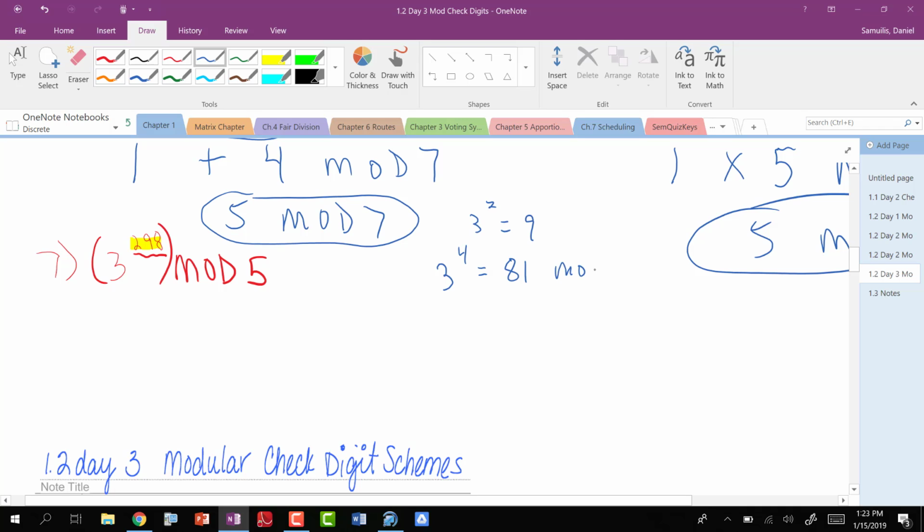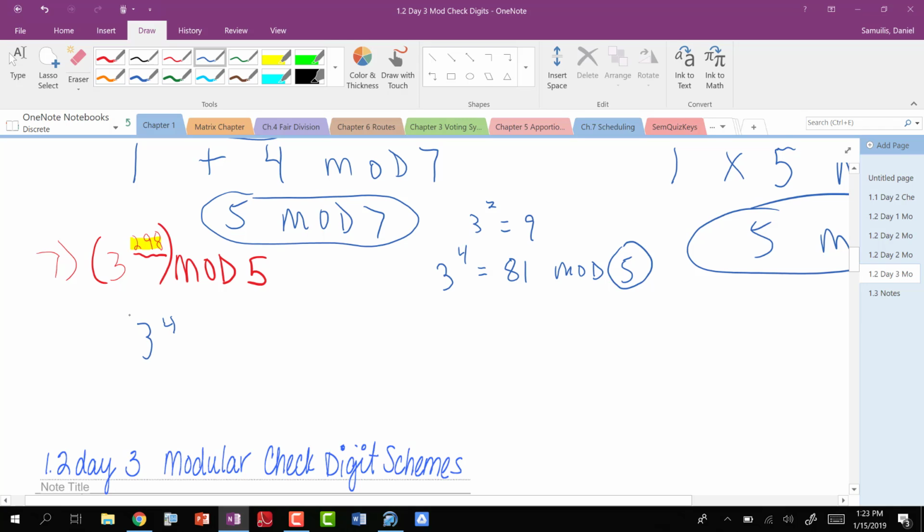I cannot help you if you cannot figure out dividing by 5 and 10. 5 goes into numbers evenly that end in 0 or 5. So what I know is 81 mod 5 is 1. 5 goes into 80 evenly with the remainder of 1. So this is 3 to the 4th.